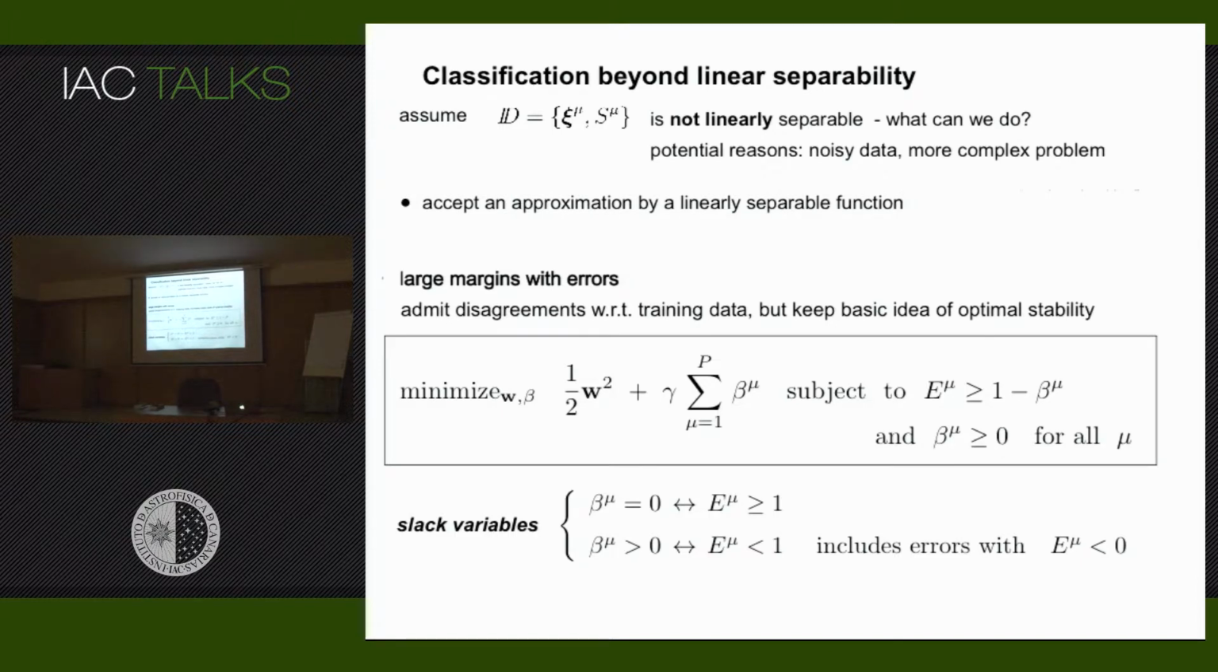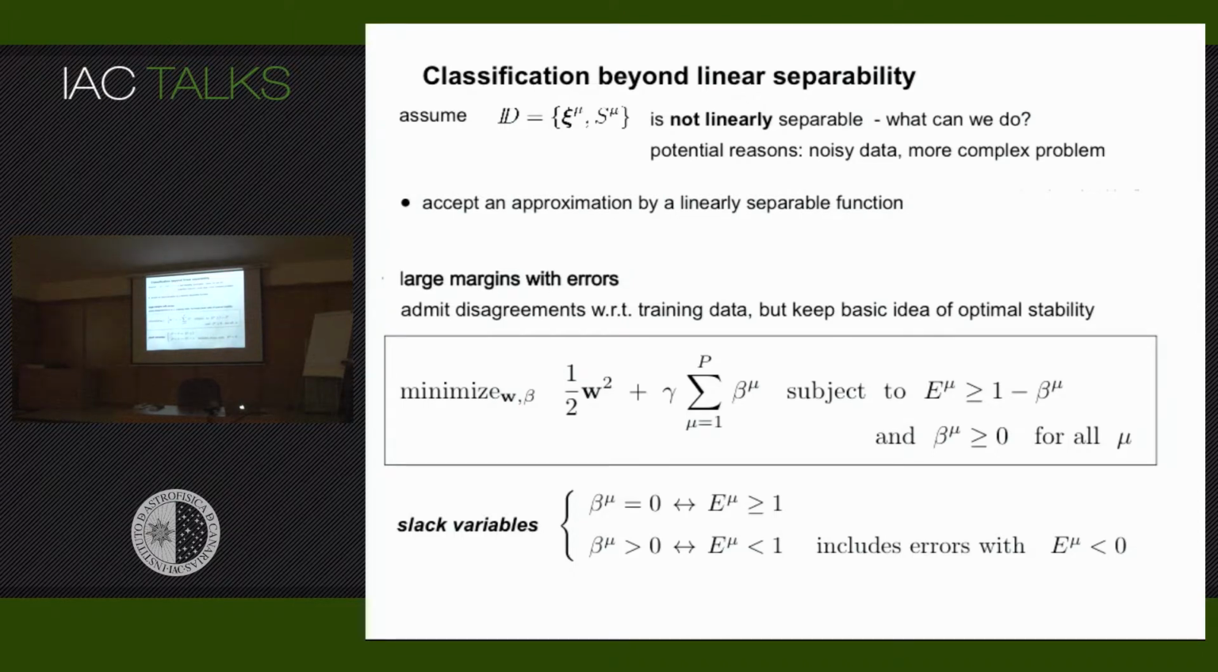So we just modify our optimization problem. We minimize the norm of W squared, but we add a penalty term, or an additional term to the cost function, gamma times the sum over beta mu variables. These beta mu's are called slack variables, and they allow for deviations from, or violations of, the constraints. So we minimize this subject to the constraint E mu larger or equal 1, which was the original form, but now we replace the 1 by 1 minus beta mu, and this beta mu is a positive value.